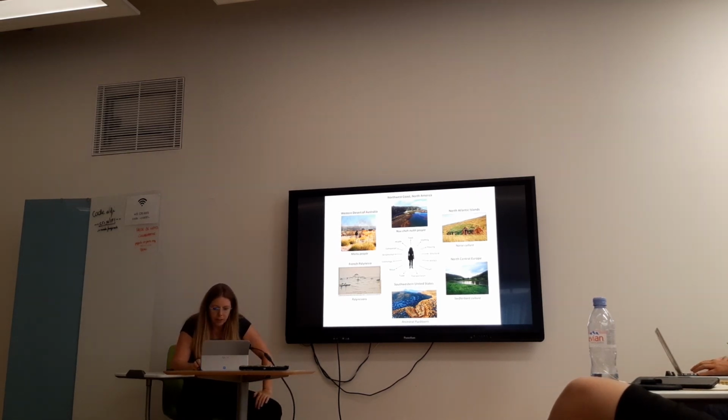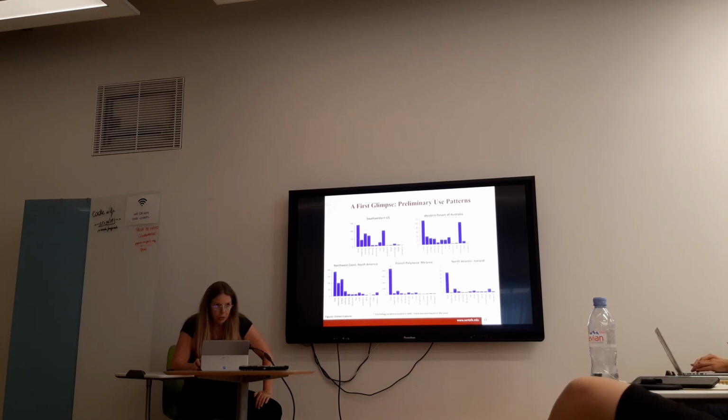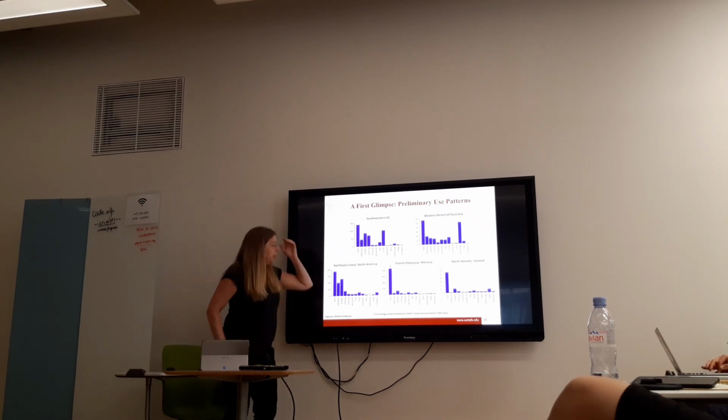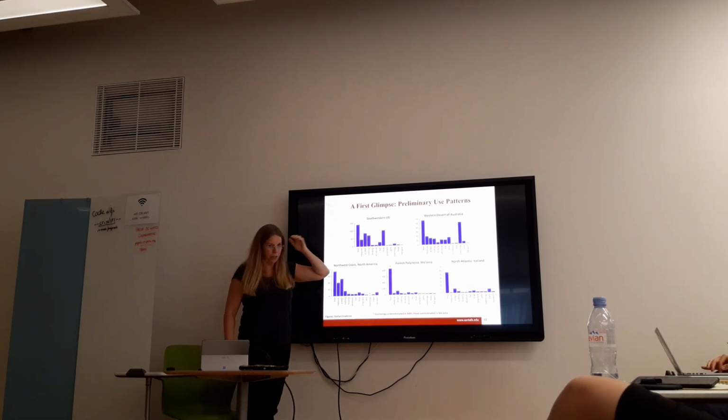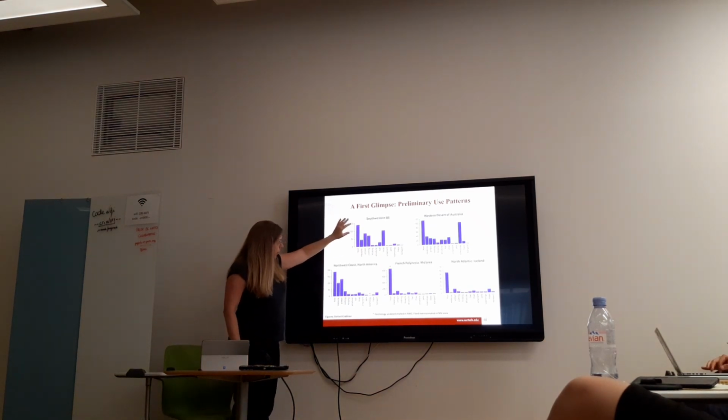But Stephanie did a great effort at rapidly crunching a bunch of very preliminary data and patterns. And for example, this is just kind of scratching the surface. These are, again, just very simple histograms of preliminary use patterns.